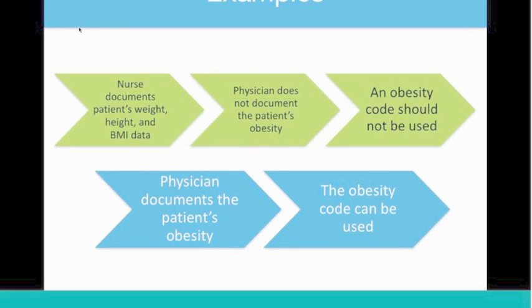So a couple of examples: the nurse documents the patient's weight, height, and subsequent BMI data. The physician doesn't state that the patient has obesity. So if the physician did not state obesity in the record, you should not code the obesity diagnosis. If the physician documents that the patient has obesity, then the obesity code can be used.